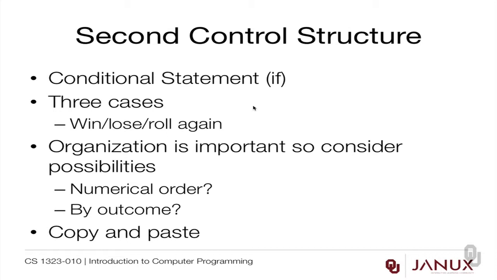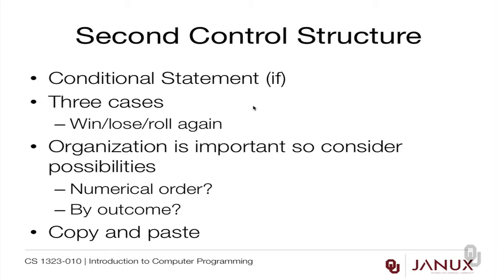So one way that you could do it is in numerical order. Look at rolling a 2 first, then a 3, then a 4, then a 5. And in fact, that's a good order to do. But you could also consider whether doing it by outcome might be a good idea. So maybe you want to put all the winning cases together and then all the losing cases and then all the roll again cases. Those are both possibilities.